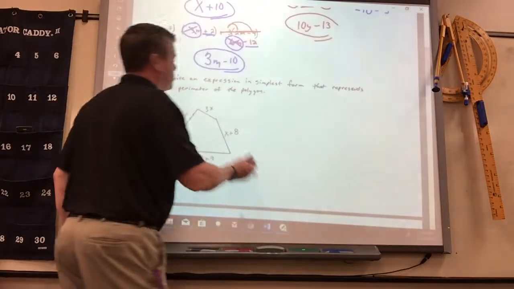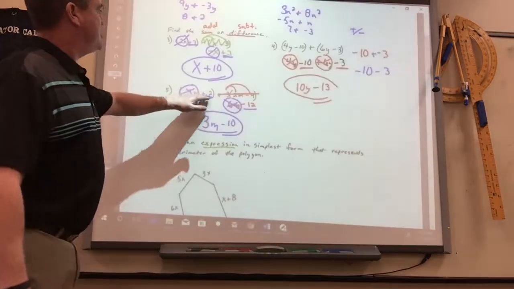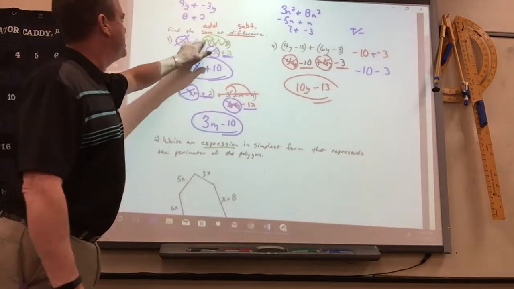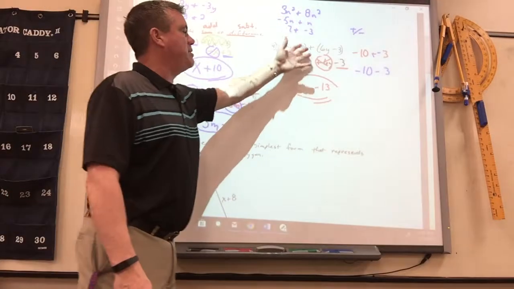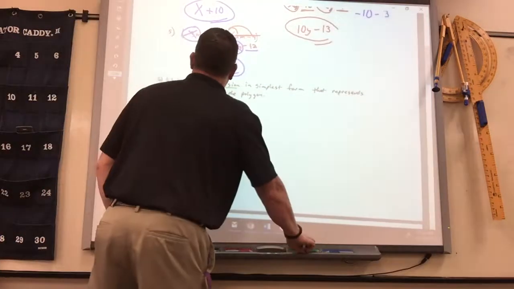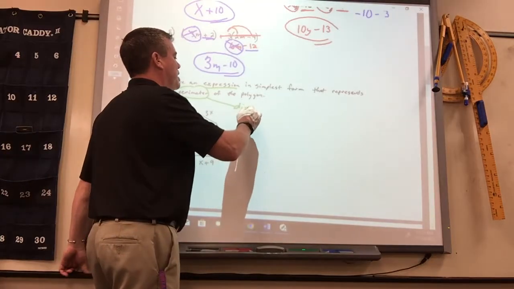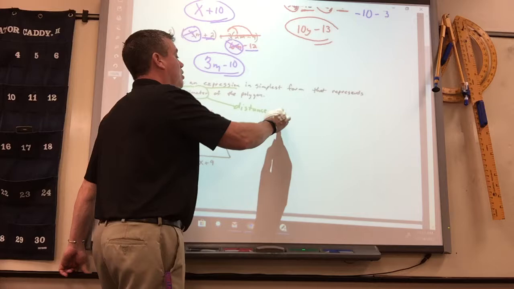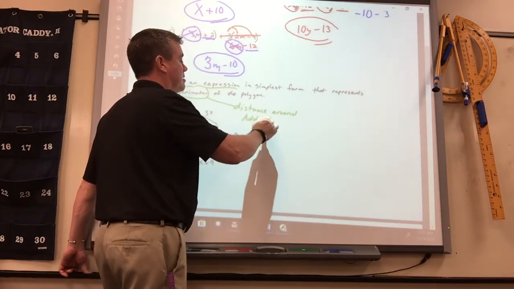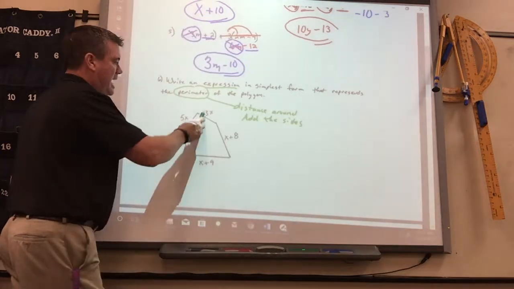Okay, write an expression in simplest form. So like this is an expression right here, and here we simplified it. This was an expression with simplified. Simplified just means combine all the like terms. That represents the perimeter. Remember, perimeter is distance around, which means you add all the sides. So we got to add all these up.